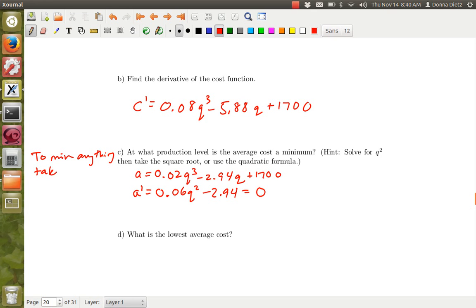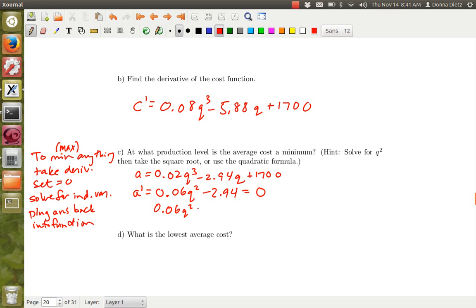Take the derivative, set equal to 0, solve for the independent variable, in this case q, plug the answer back into the function. Okay, that's what you always do whenever you want to minimize or maximize anything, right? And if you have multiple points at which the derivative equals 0, you have to figure out which one is the min or which one is the max. Okay, so in this case there's only a single candidate, or there's two, but it'll be obvious what's going on.